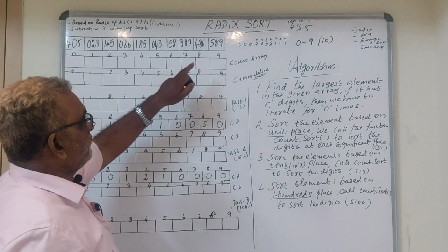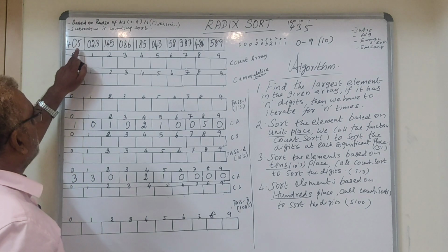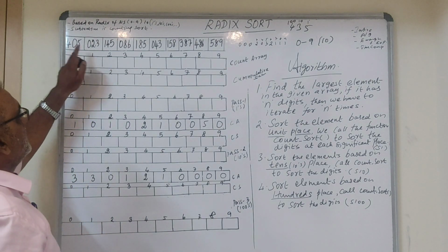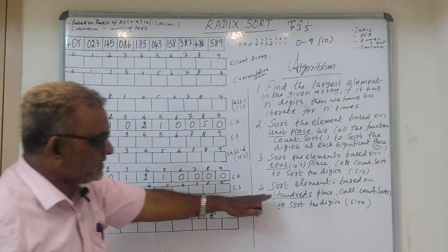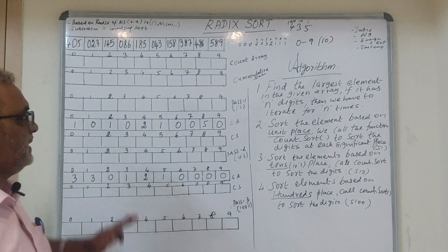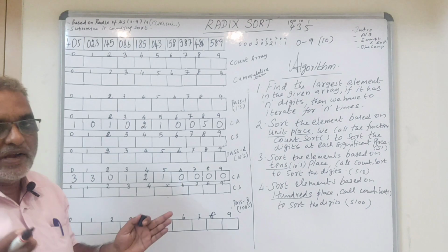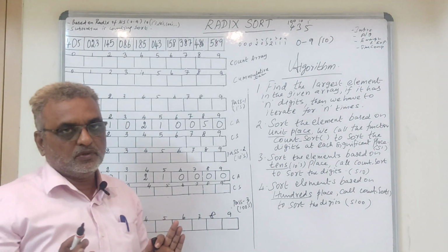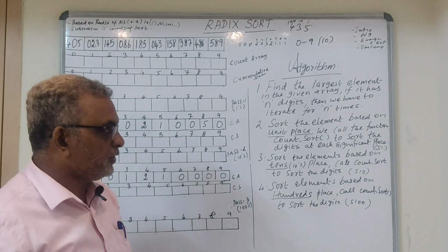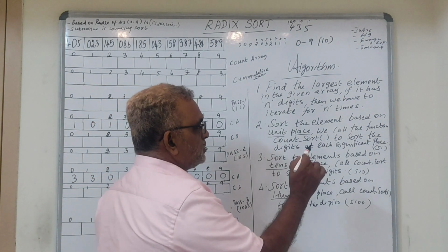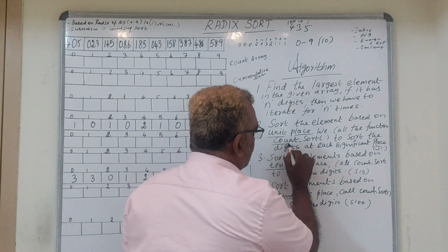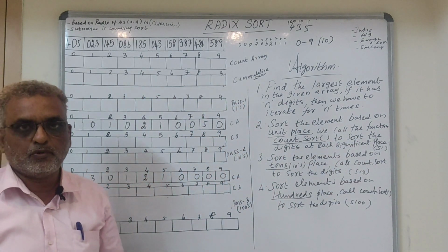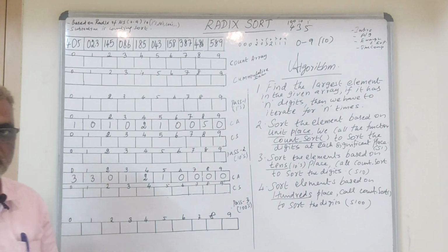First you consider the 1's digits, then the 10's place, and similarly the 100's place. Finally, you get the result of the radix sort. In radix sort, we use count sort as an inbuilt routine, a subroutine, or you can call it a function.